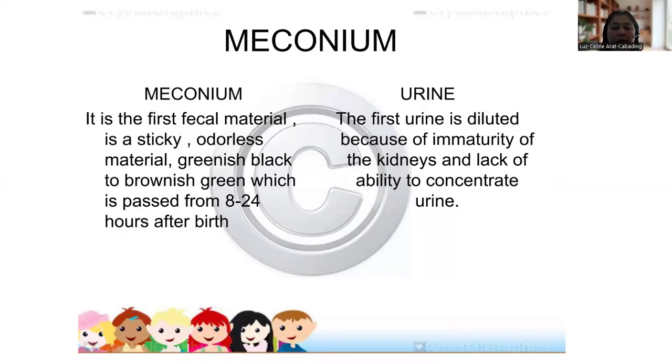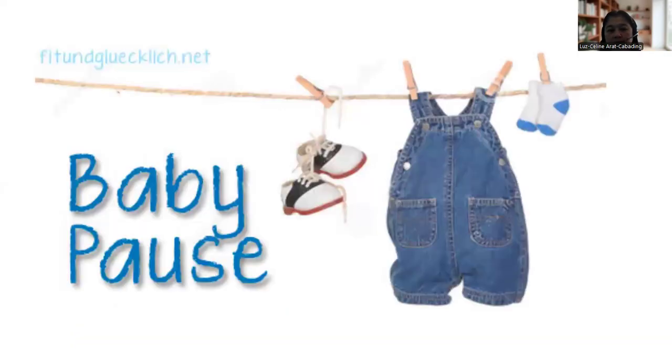Now the urine is expected already after birth in the 2 to 3 hours, okay, because the kidneys are already functioning even while inside the utero. So the first urine is diluted because the kidneys are still immature, and so the kidney is just starting its ability to make concentrated urine.